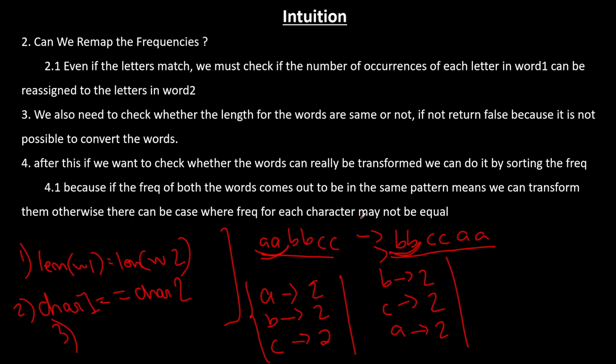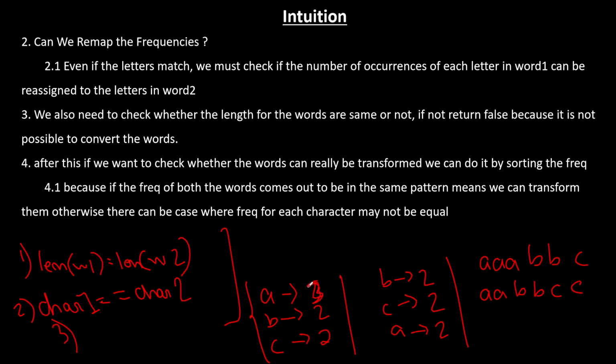Fine. But what if you had 3 times A, 2 times B and 1 time C, and here you had 2 times A, 2 times B, and 2 times C. Now you say that in word 1 we have 3A, 2B, and 1C, and in the second we have everything 2, 2, 2. Now length, is that equal? Yes, length is equal. Characters are also equal because the first string just has A, B, C, and the second also has A, B, C. So these two conditions get fulfilled.